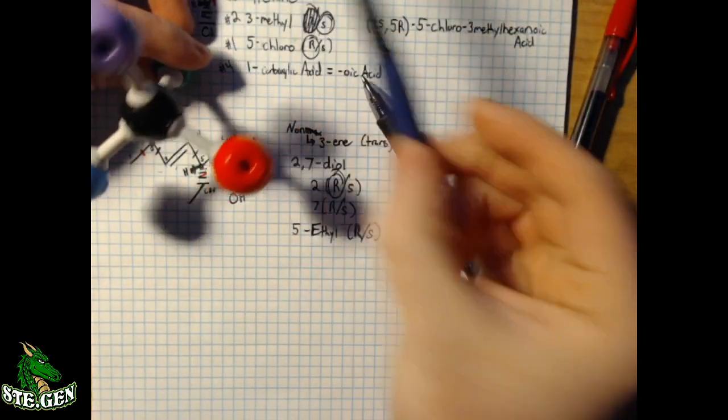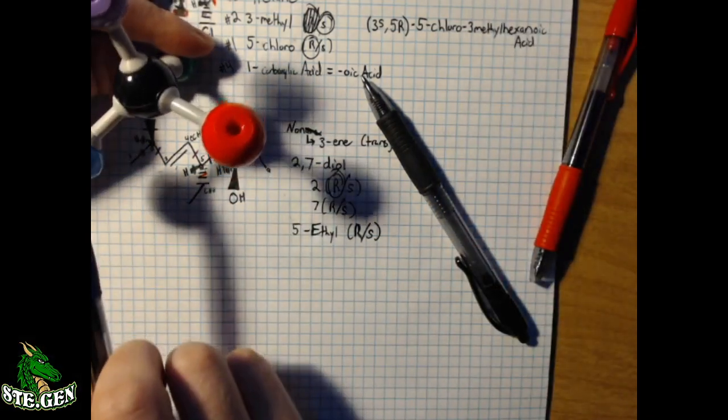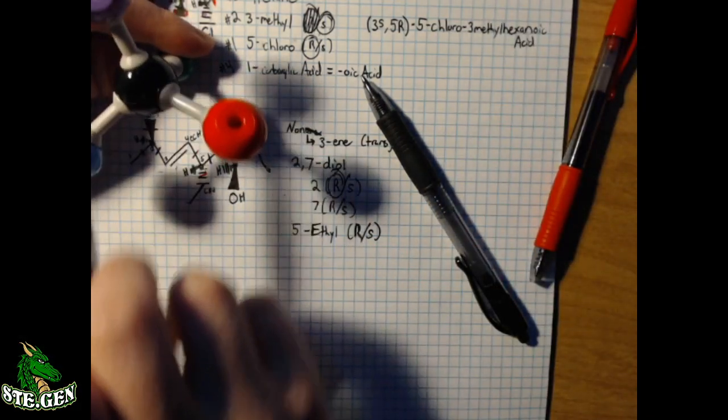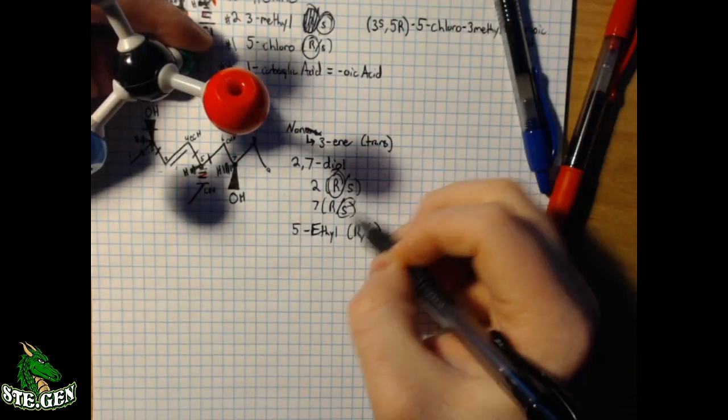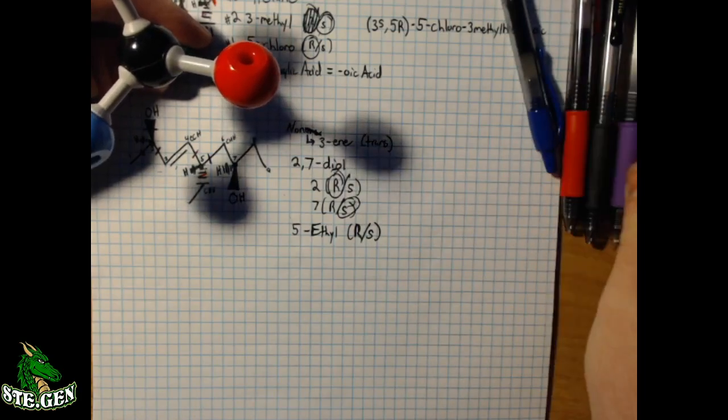Rotate it, get it faced this way. My 1, 2, 3, 1, 2, 3, 1, 2, 3. So that is an S configuration because it's counterclockwise. It is sinister.